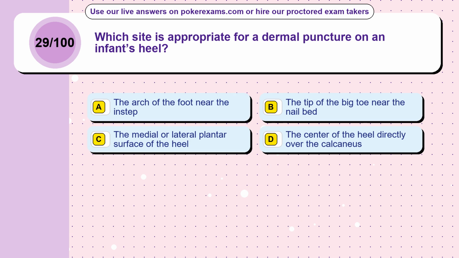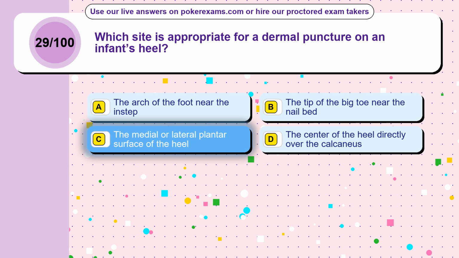Question 29. Which site is appropriate for a dermal puncture on an infant's heel? Option A, the arch of the foot near the instep. Option B, the tip of the big toe near the nail bed. Option C, the medial or lateral plantar surface of the heel. Option D, the center of the heel directly over the calcaneus.